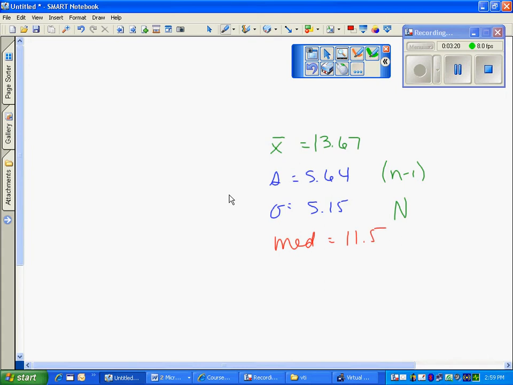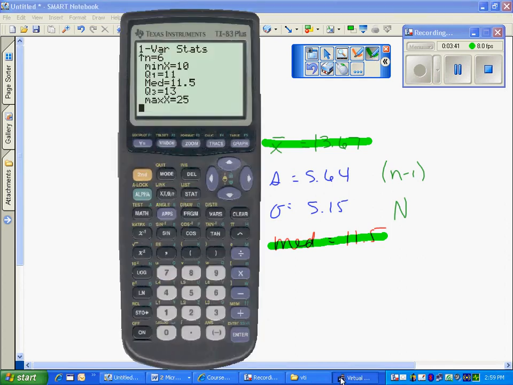Now remember when we talked about this idea of skewness, if you notice 13.67 or 13 and 67/100ths is larger than 11 and 5/10ths. It's on the right hand side. It was pulled away from the median to the right, and the value of 25 pulled that value to the right. So again, on your calculator, the keys that are the ones you're going to use are the stat key.